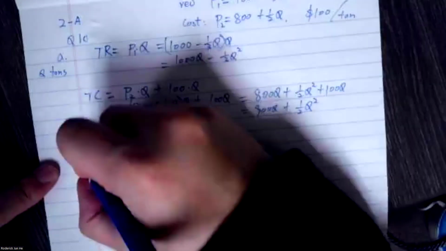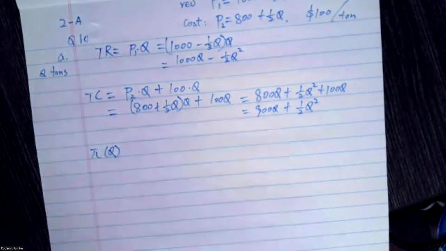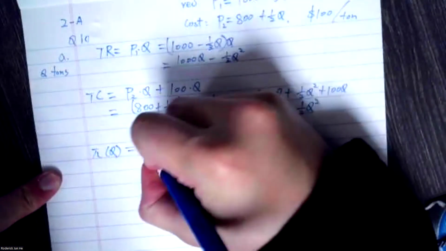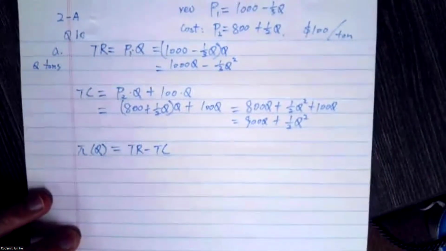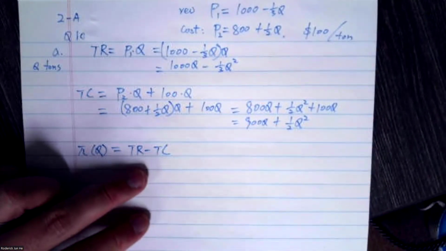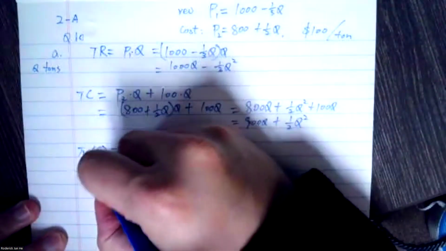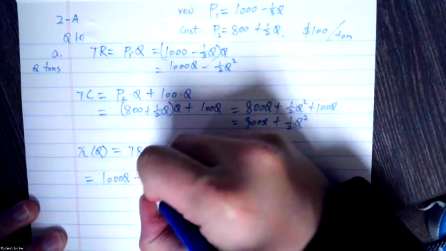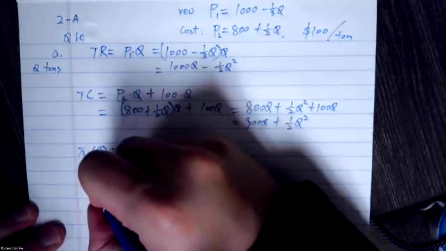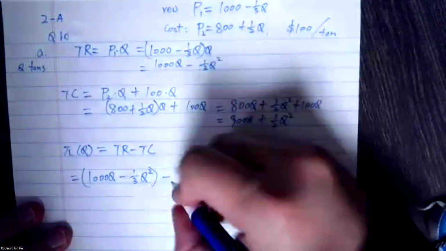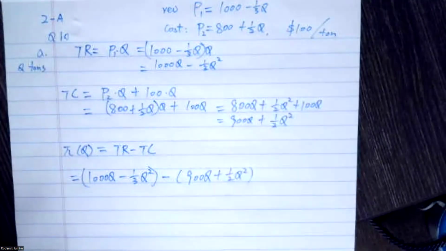Then we are asked to find the expression of profit as a function of Q. So we just need to calculate the difference between total revenue and total cost, bearing in mind eventually we're going to have the result expressed as a function of Q. Total revenue is 1,000 Q minus a third of Q squared, and total cost is 900 Q plus half of Q squared.